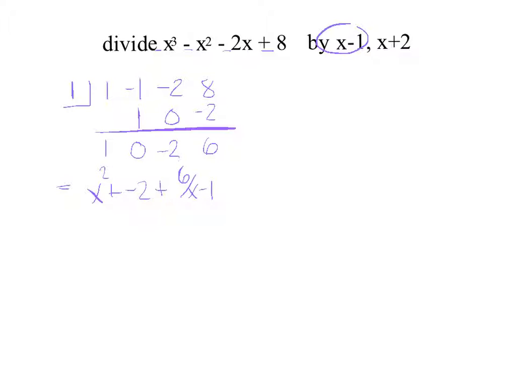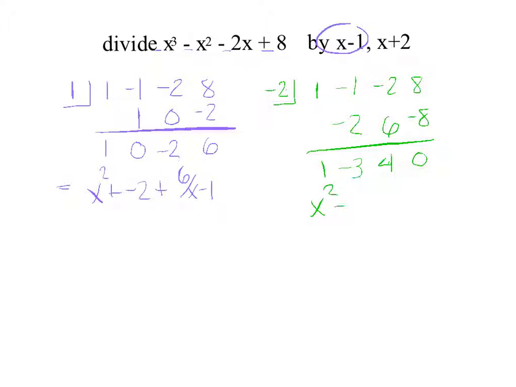All right, let's try now and divide by x plus 2. So if I'm going to do that, I'm going to put a negative 2 in the box, and then I still have my coefficients. Drop the 1. Negative 2 times 1 is negative 2. Negative 1 minus 2 is negative 3. Negative 2 times negative 3 is a positive 6. Negative 2 plus 6 is 4. Negative 2 times 4 is negative 8. 8 minus 8 is 0. So we get x squared minus 3x plus 4. There is no remainder, so our answer is this nice polynomial with no remainder.